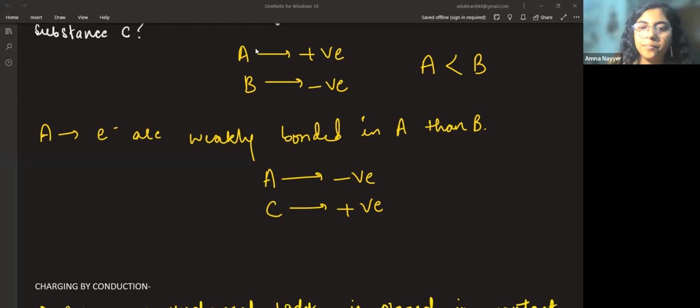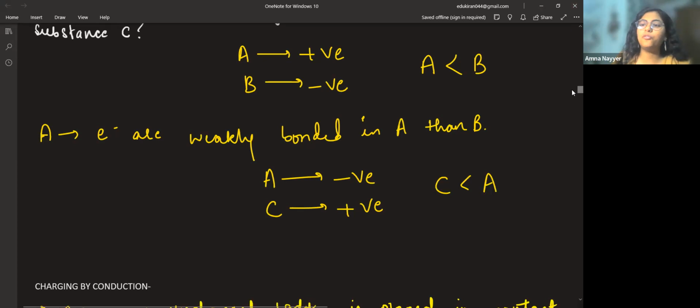A. A has a strong bond, right? Because A is negatively charged now. Amongst A and C, we can conclude the fact that if C has a weaker bond, then only electrons will move from C to A. So you can say now A is stronger than C.